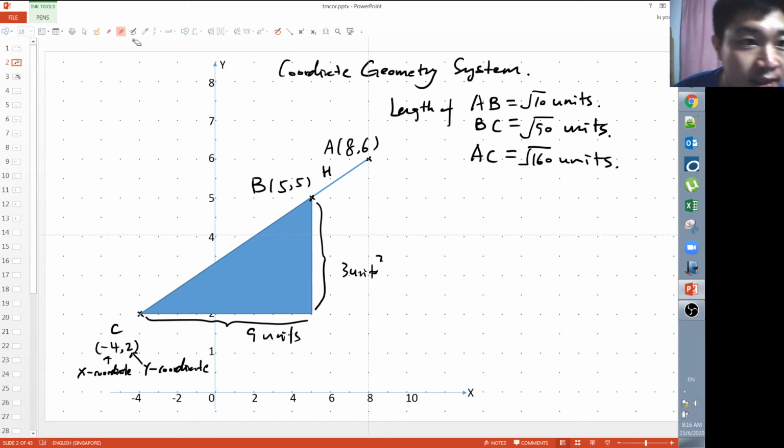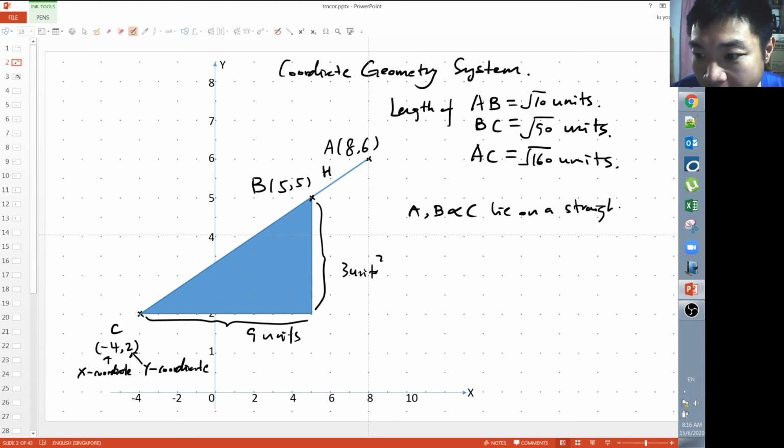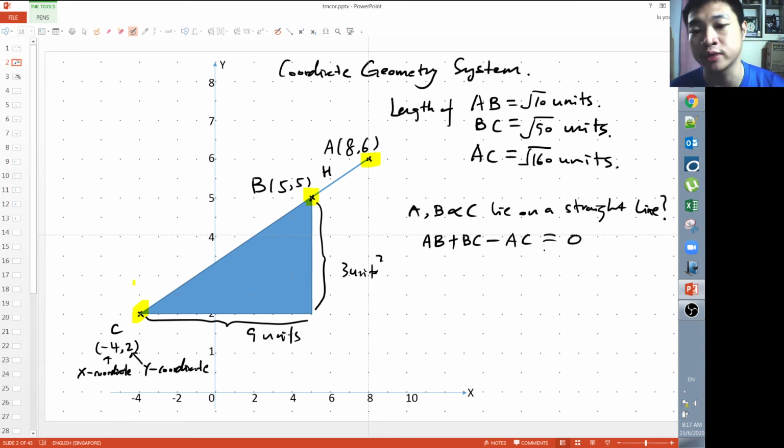So the question is: how do you prove A, B, and C lie on a straight line? How do you prove these 3 points can form a straight line? The proof is, if you can prove your side AB plus your side BC minus your side AC is equal to 0, you can basically prove they lie on a straight line.